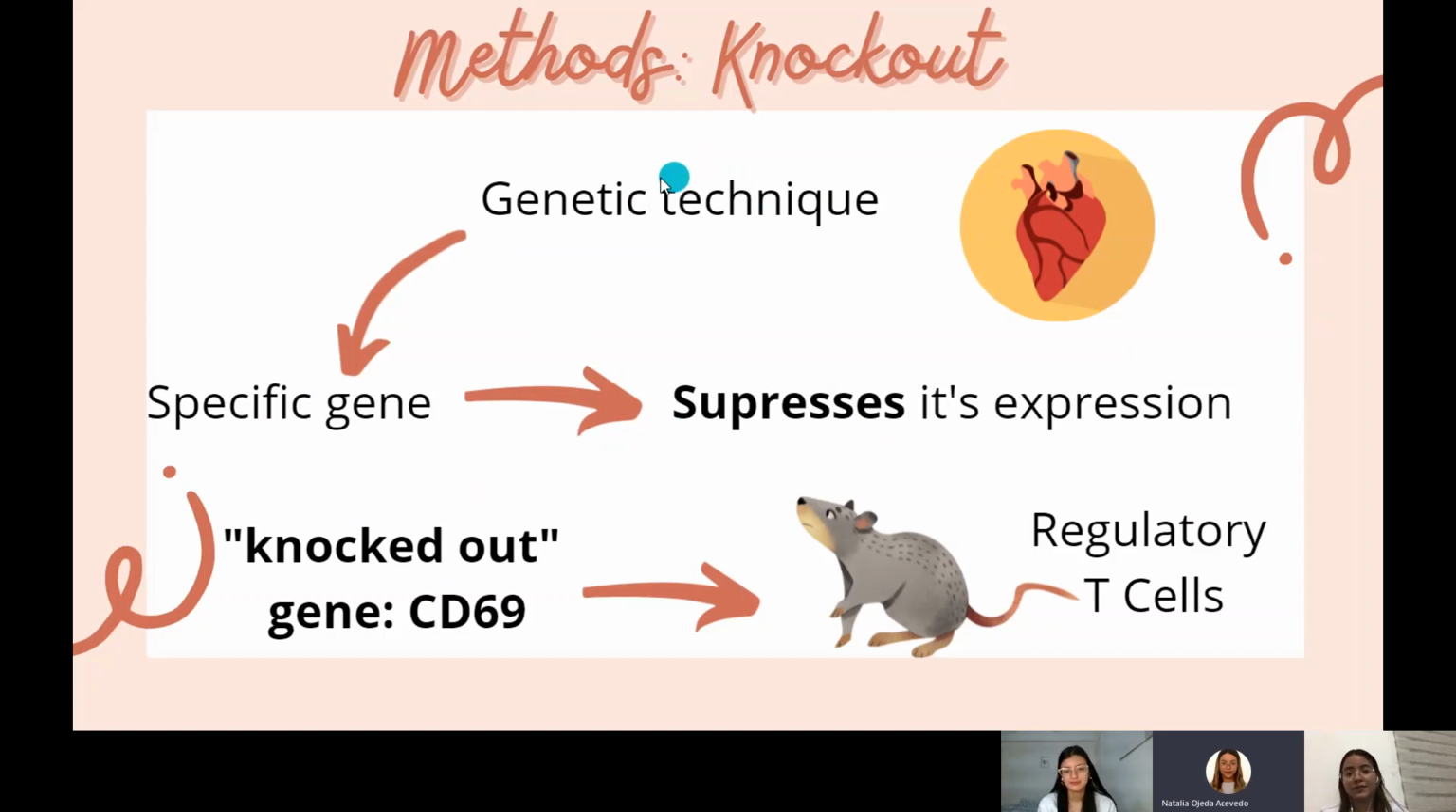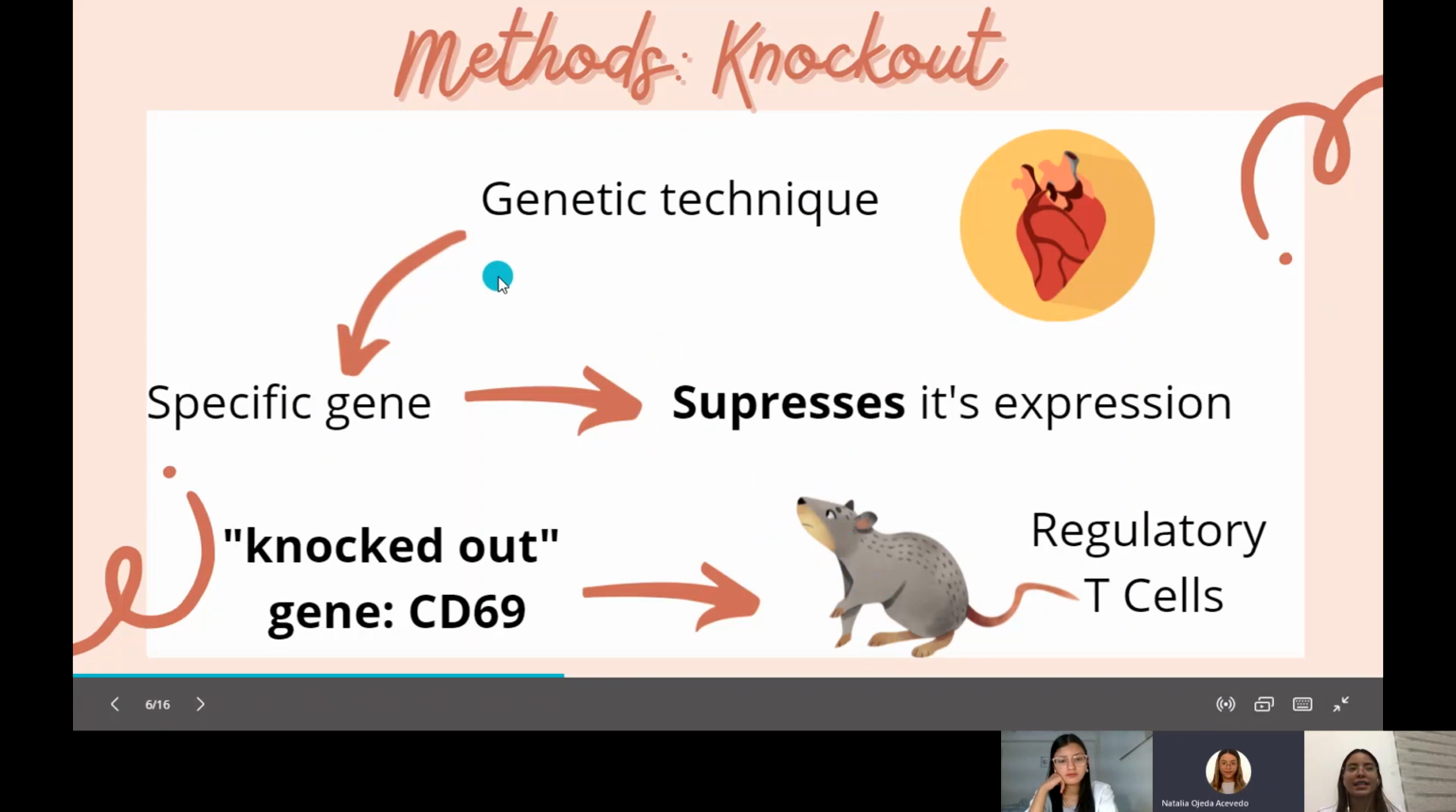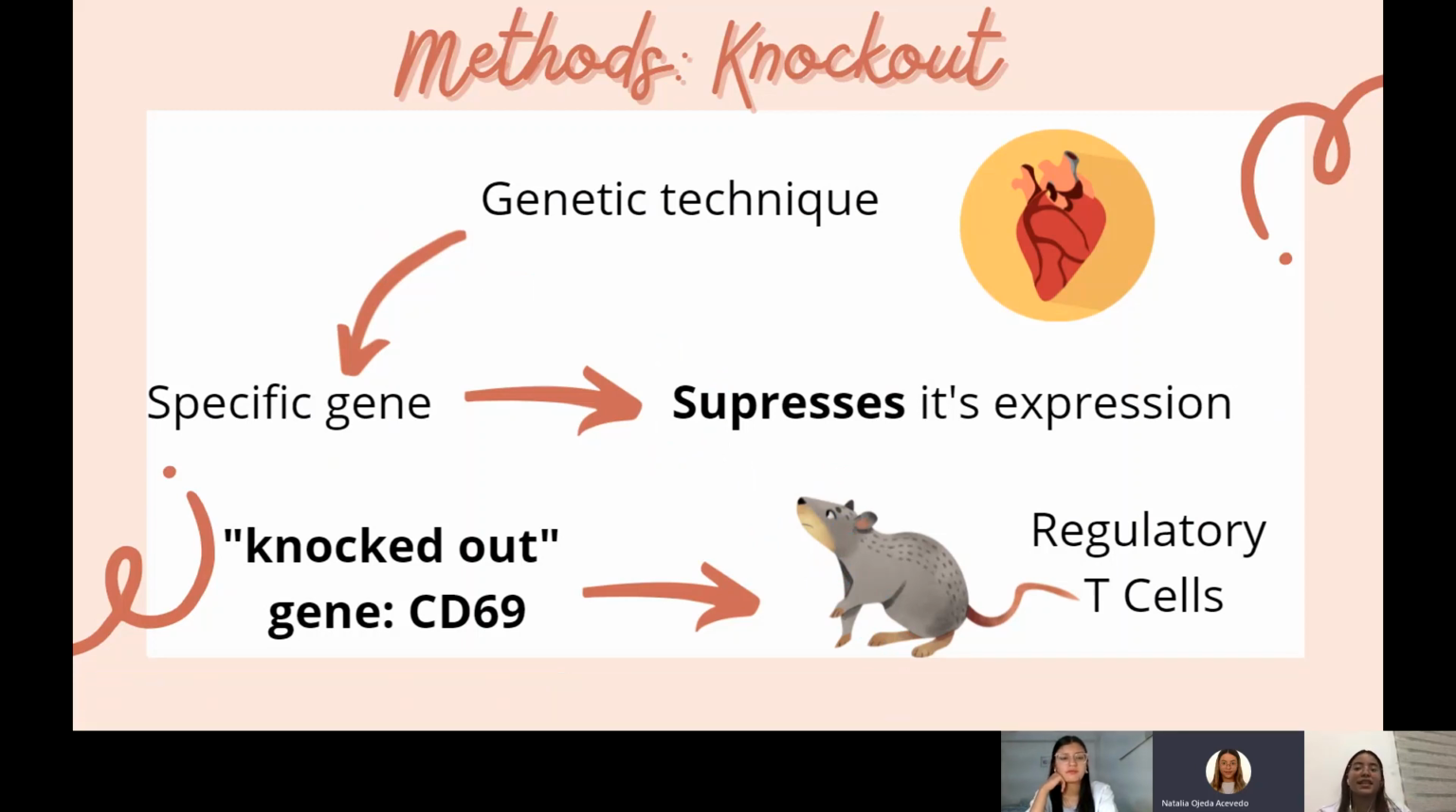Then we have the knockout. A knockout is an organism that has been genetically modified to specifically turn off one or more genes. Scientists create knockouts, usually in mice, in order to study the impact of a gene loss and to learn about its function. It's a genetic technique that consists of suppressing the expression of a specific gene in an organism, so we obtain an organism that doesn't express the gene in a specific tissue or in the whole organism.